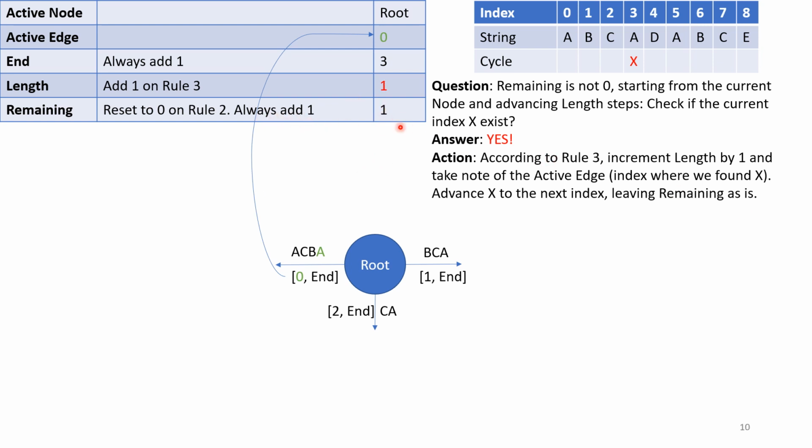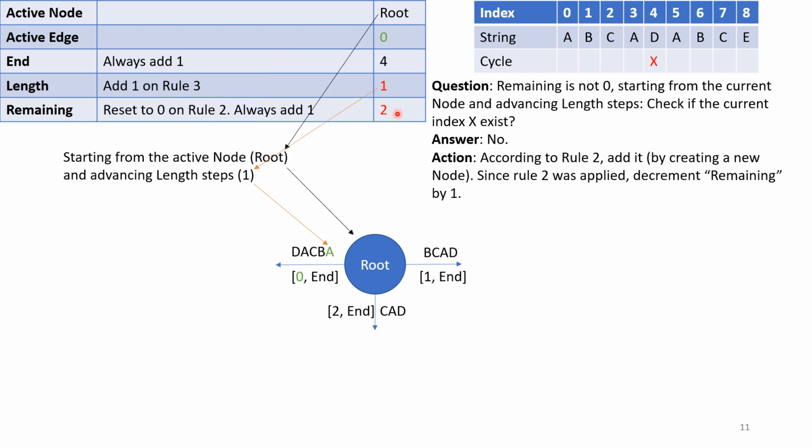Because we're going to the next cycle, it's going to increase by 1 again. Well, before we move on to that, I just want to show I increased length to 1. So now we move on to the next one. Remaining is now 2. Note that from the root, advancing length steps, we are in A. So now we ask, is the next character, D, in that position? The next character is B. So no, it's not D. Therefore, we fall again into the rule 2 category. We'll need to add it.